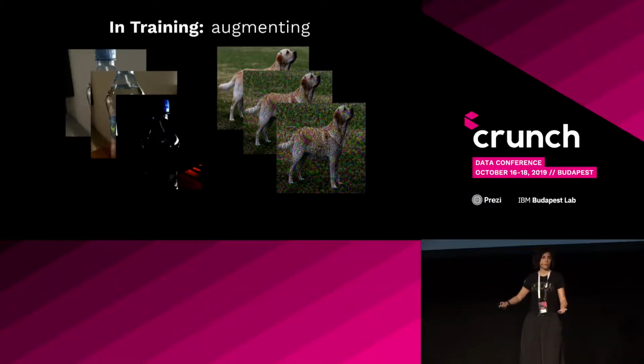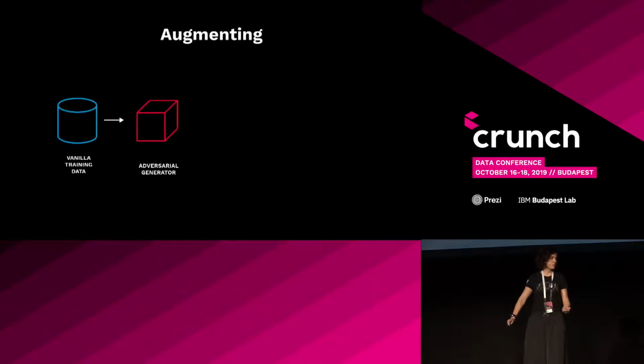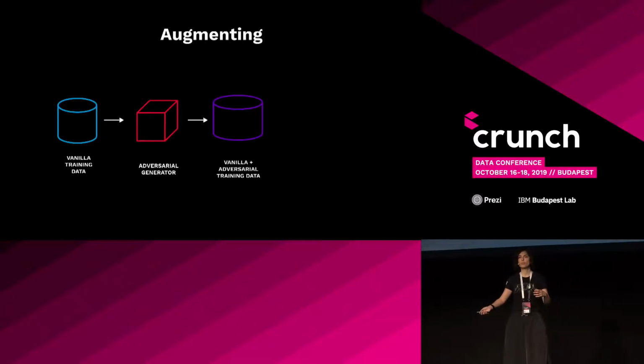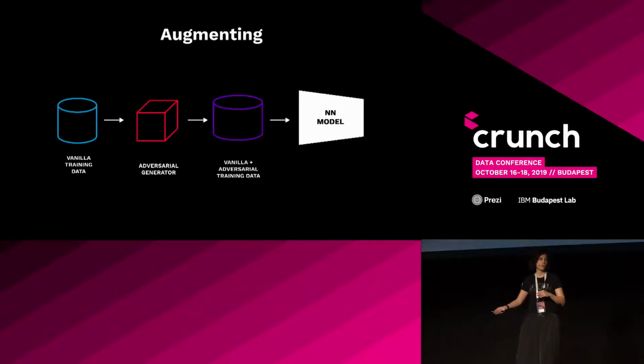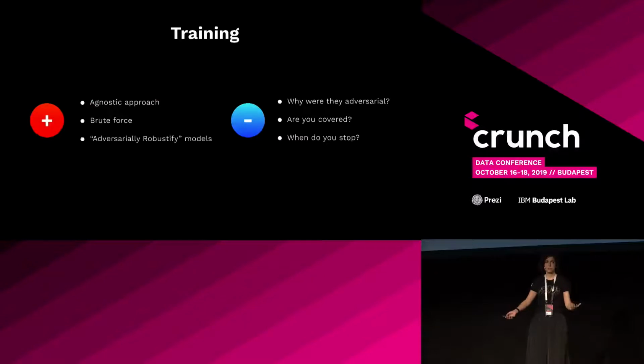for what might come. Now, the way this would look is you have your original training data, and you have a toolbox that can produce adversarial attacks. So you insert that data into your adversarial toolbox, and you end up having a ton of adversarial examples on top of your vanilla training data. You feed that into your neural network, and ideally, you end up having a more robust model.